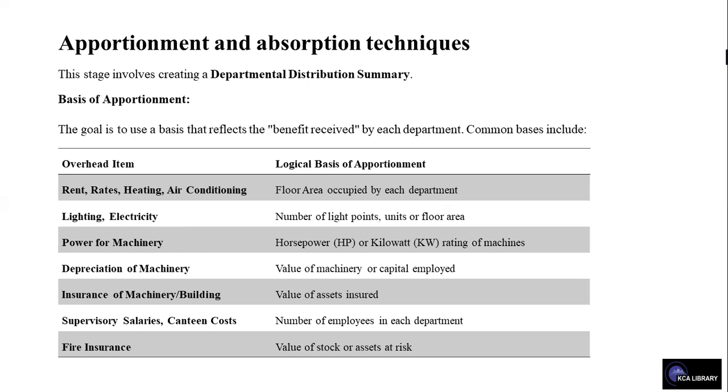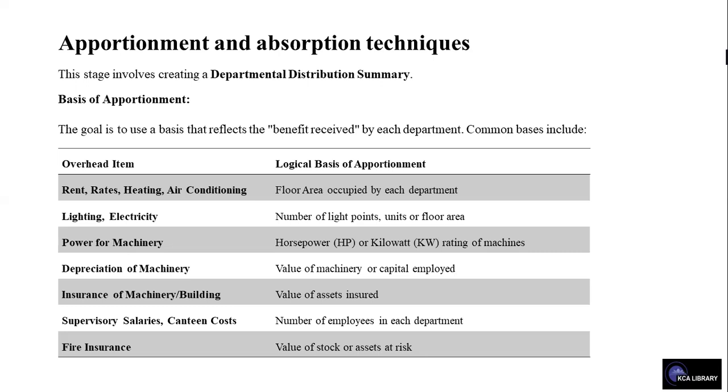The goal is to use a basis that reflects the benefit received by each department, and common bases include the rent rate, heating, and air conditioning, where the basis of apportionment is actually the floor area occupied by each department. And under the lighting and electricity, we talk about the number of light points or units of floor area.